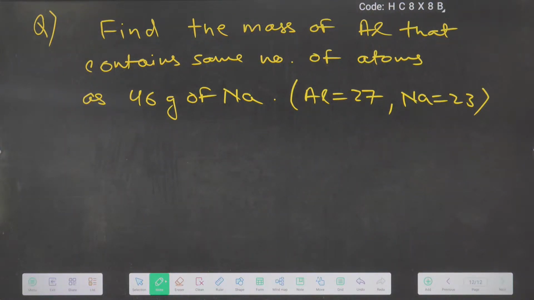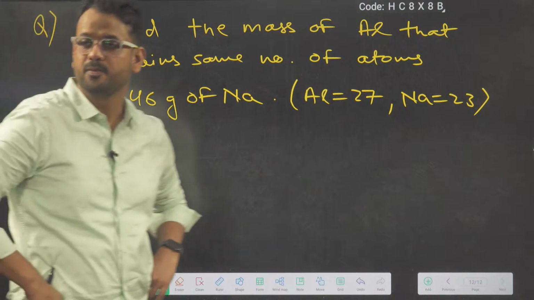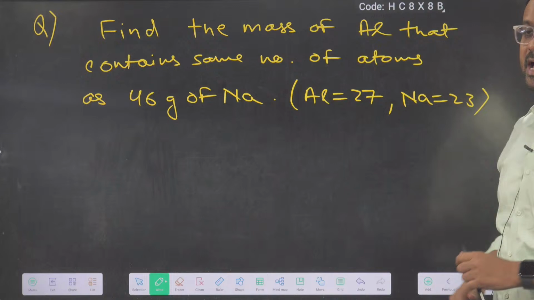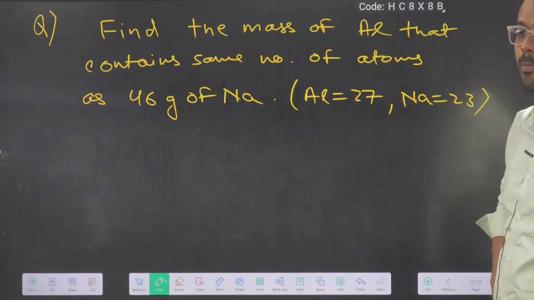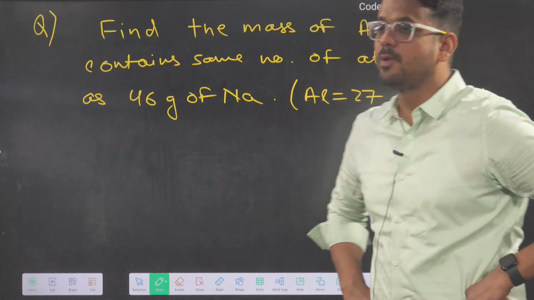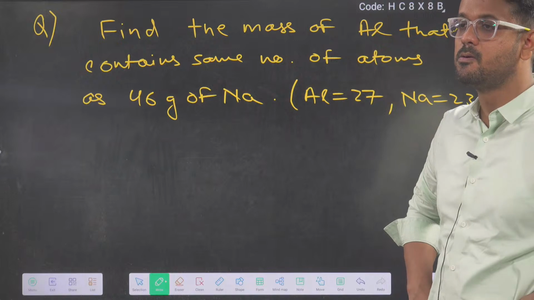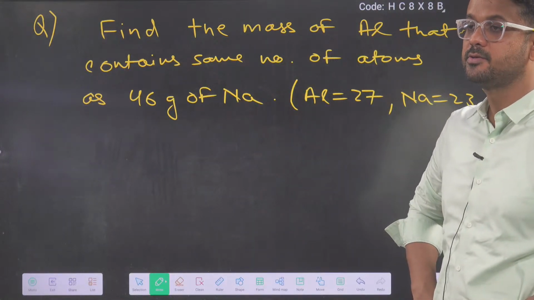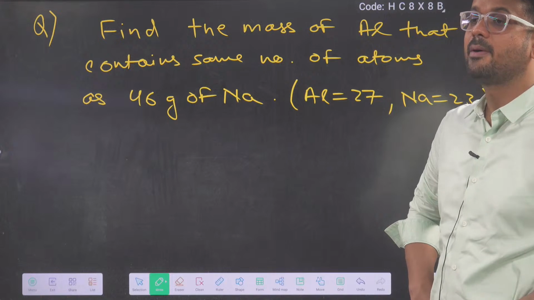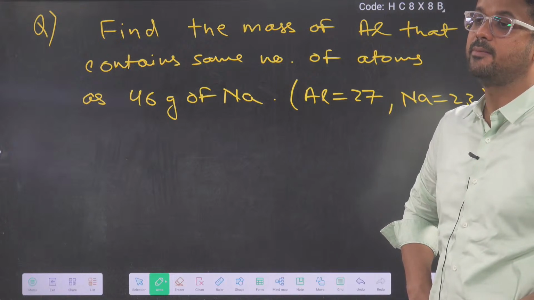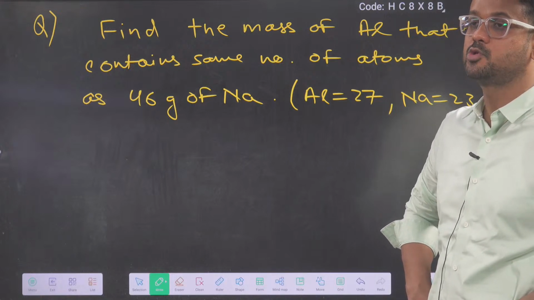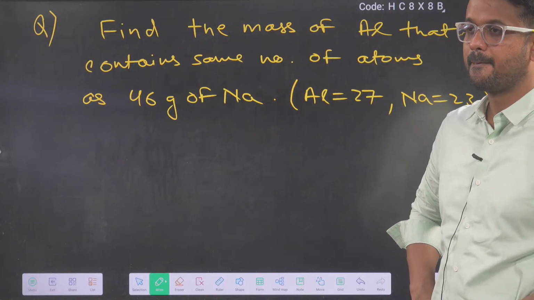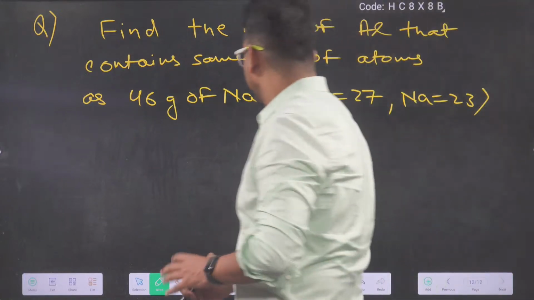Oral problem. Give me the answer. Find the mass of aluminium that contains same number of atoms as 46 gram of sodium. Praveen Kumar, 54 ton. Please give the answer with proper units. Sandhya, I have been saying it for the 10th time that RAM is not officially supposed to remember. It is given. 54 gram is absolutely correct.